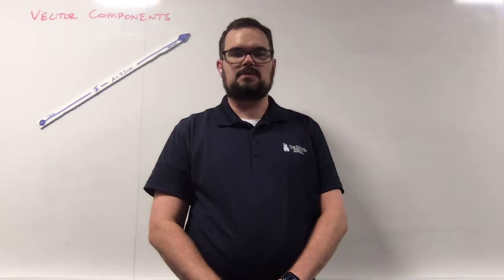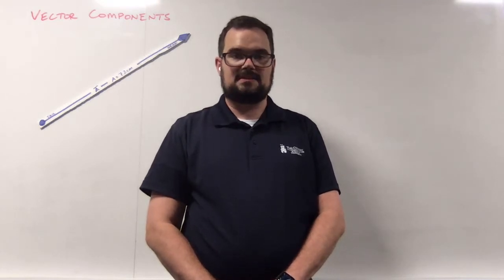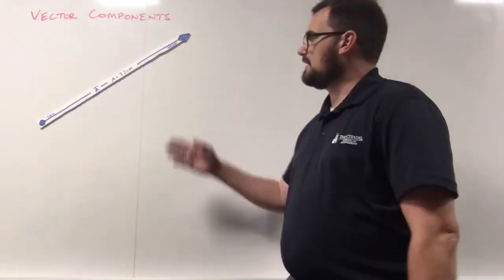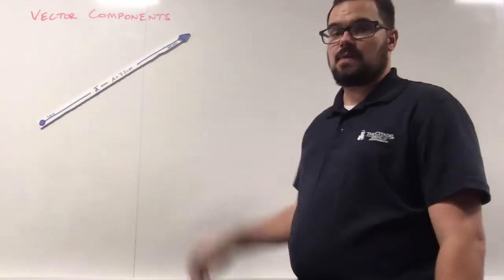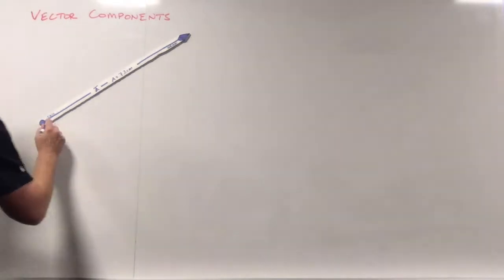This is CIVL202 Statics, and in this lecture we're going to be breaking down a two-dimensional vector into its components in a Cartesian coordinate system. So to start with, we have our vector here. It has magnitude and direction, as vectors do, and we need to place it on a Cartesian coordinate system.